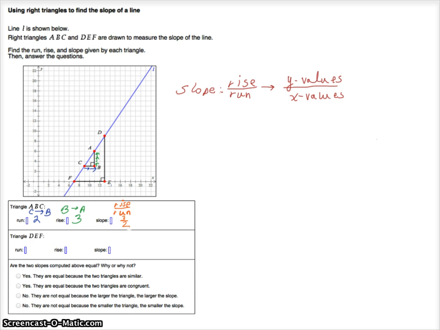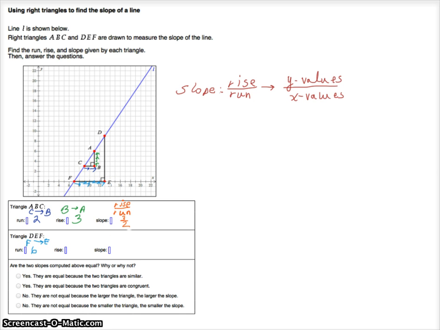Let's look at triangle DEF, and we'll use some different colors here. Let's start with blue. The run for DEF is going to be the x values from F to E, so our distance from F to point E. Let's go to our graph in this triangle. We're going to start at this red dot, and we're going to go over 1, 2, 3, 4, 5, 6. So 6 spaces.